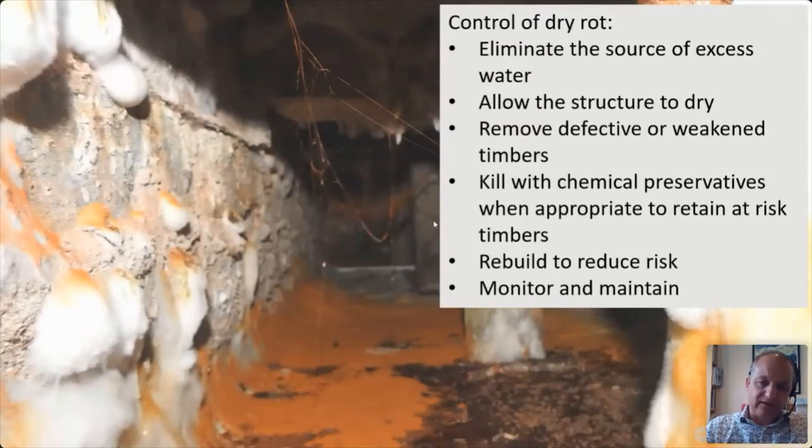You have to remove defective or weakened timbers. The whole idea of stripping back to a meter is very 1970s. You use the skill and the knowledge of the specialist to be able to determine how much you can save and how much you can't. Now, it says kill with chemical preservatives when appropriate.